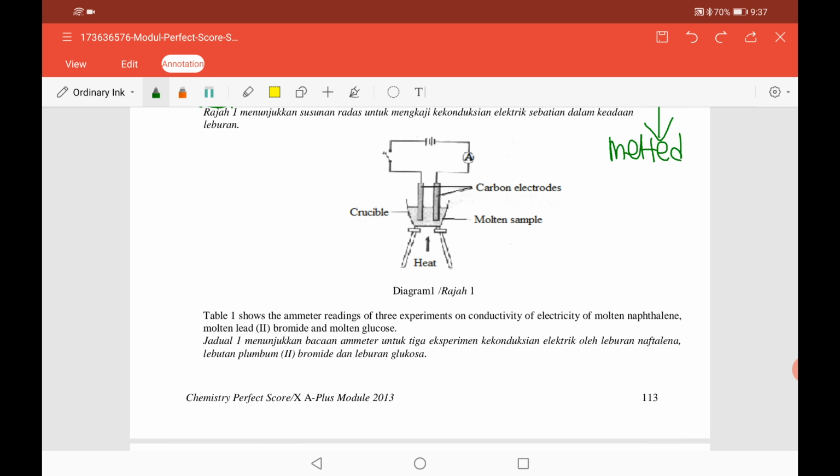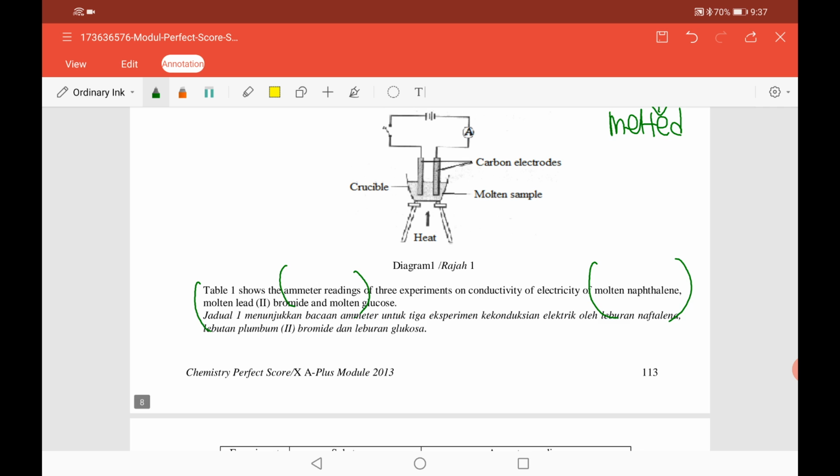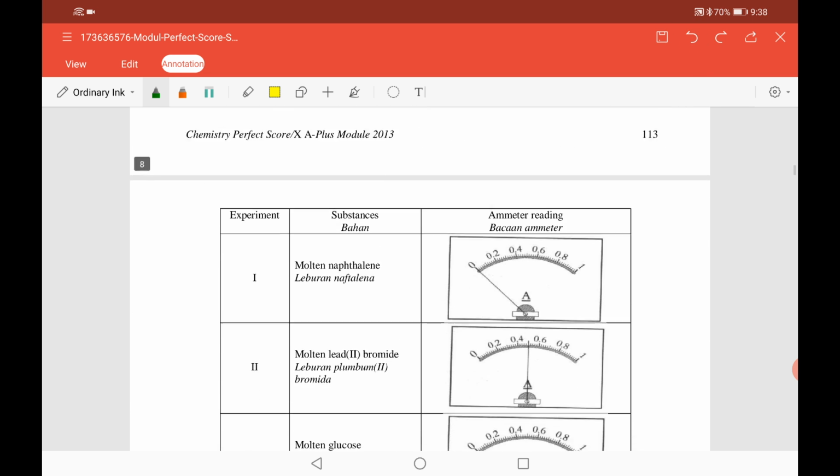So table 1 shows the ammeter reading for 3 experiments. So you have 3 things. You have molten naphthalene, you have molten lead(II) bromide, and you have molten glucose. Okay, so these are all the substances that we have. So now let's look at the result and let's try to do this question together.